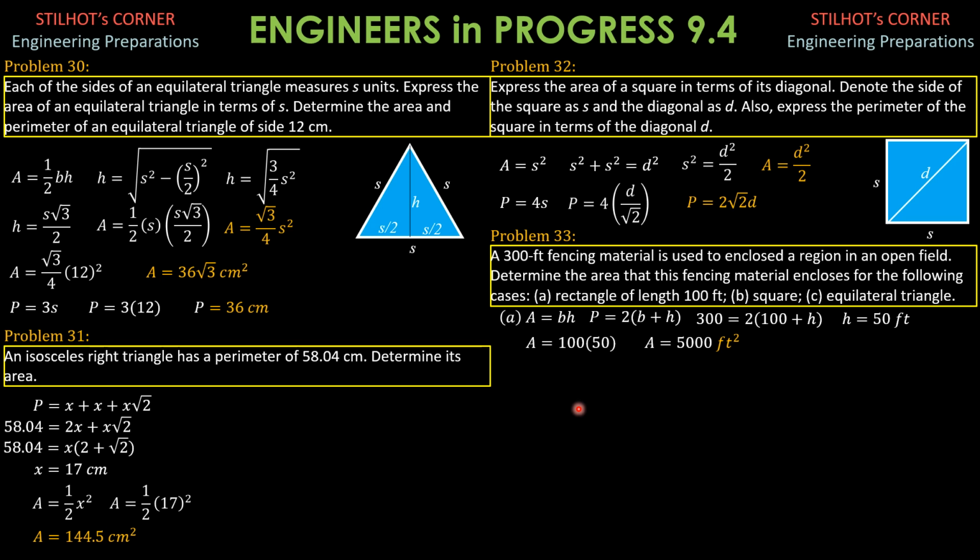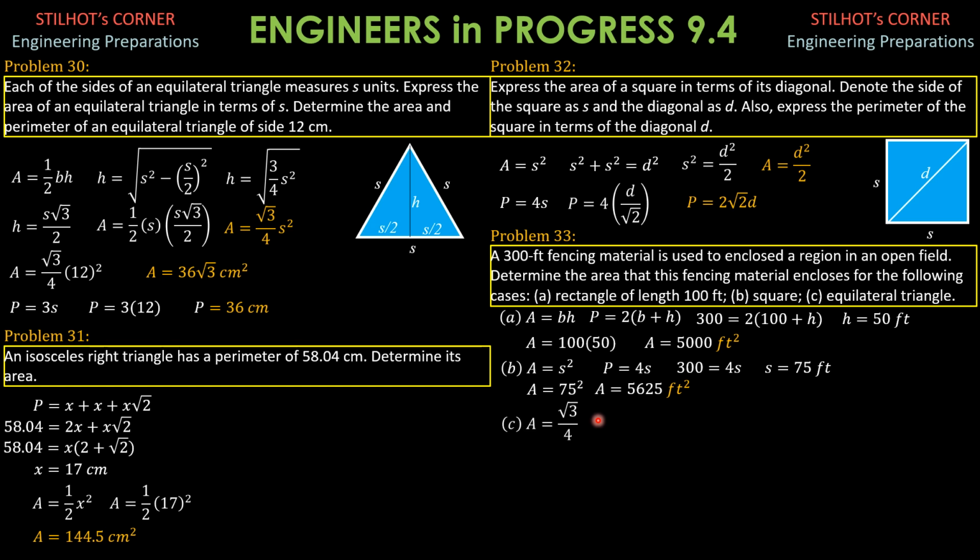Then for part B, the square area is side squared, and perimeter 300 equals 4S. So that means S equals 75 feet. So the area is therefore 75 feet squared. So the area is equal to 5625 square feet.